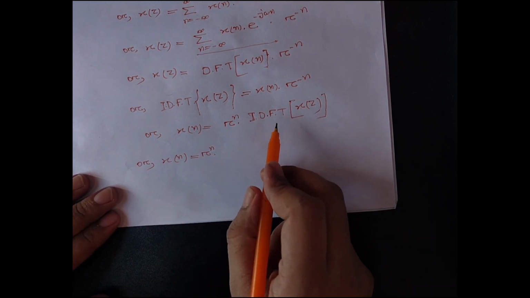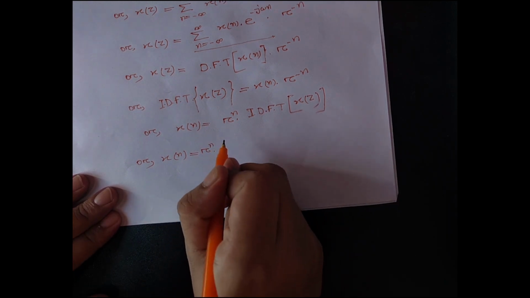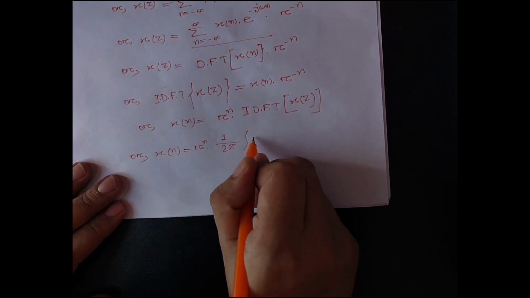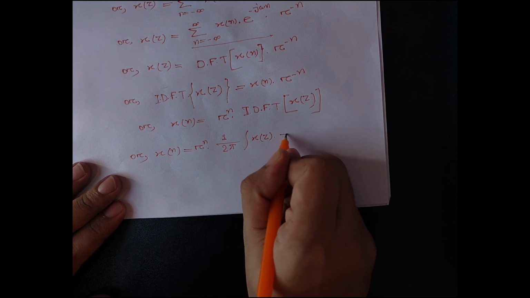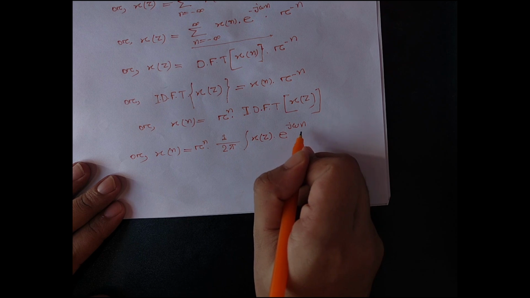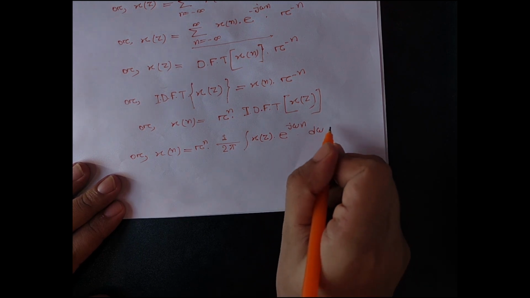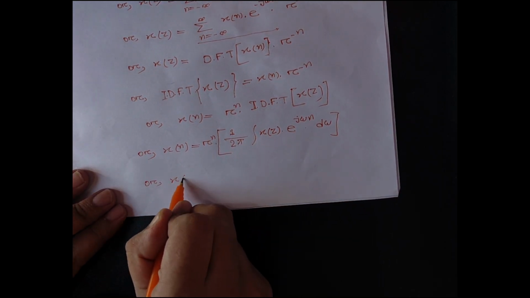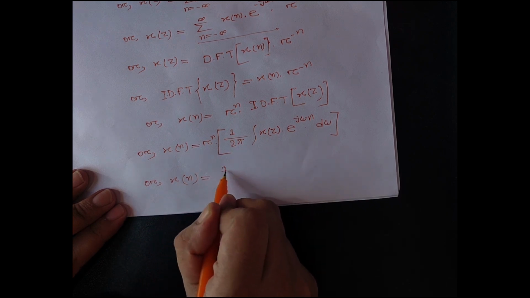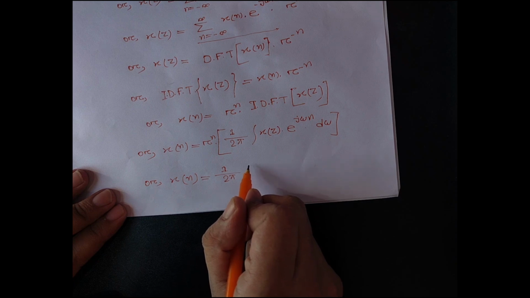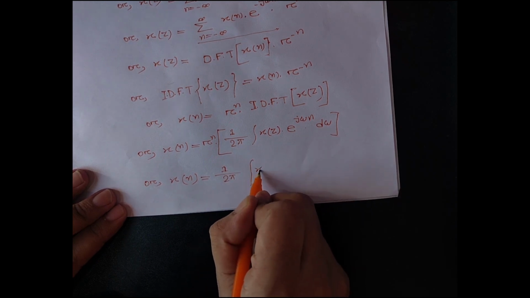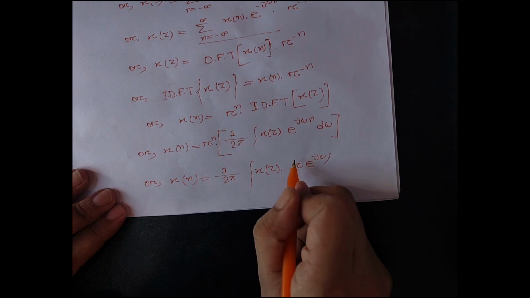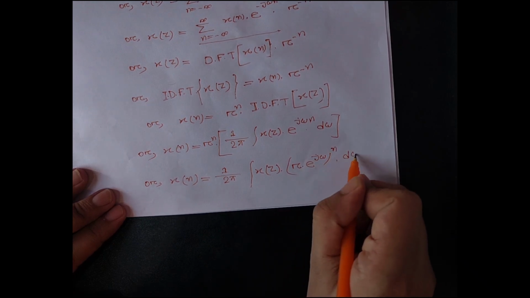And from the definition of inverse discrete Fourier transform, we know that x of n equal to 1 by 2 pi into integration of X of z e to the power j omega n d omega, or x of n equal to 1 by 2 pi integration of X of z r into e to the power j omega n into d omega.